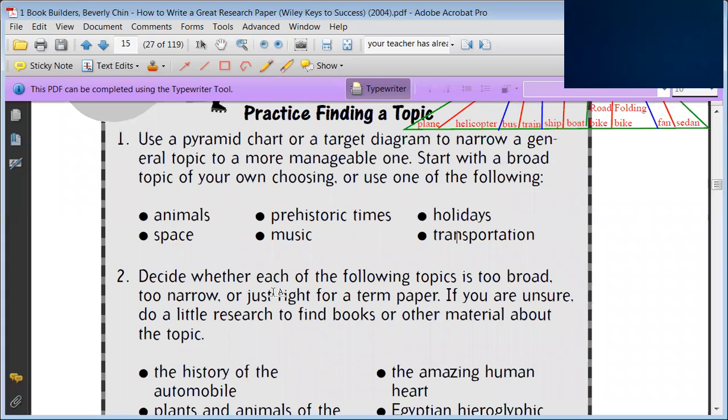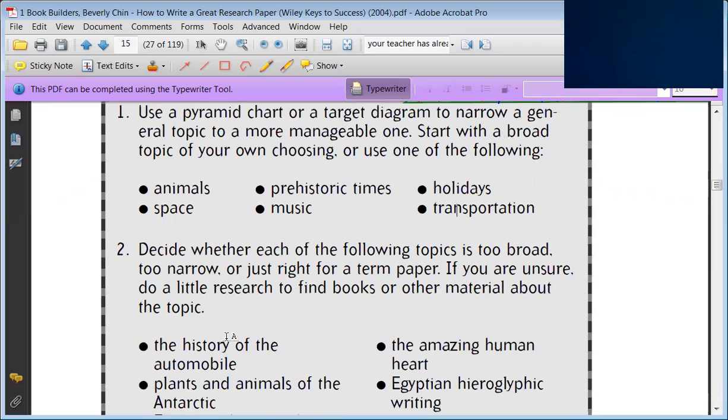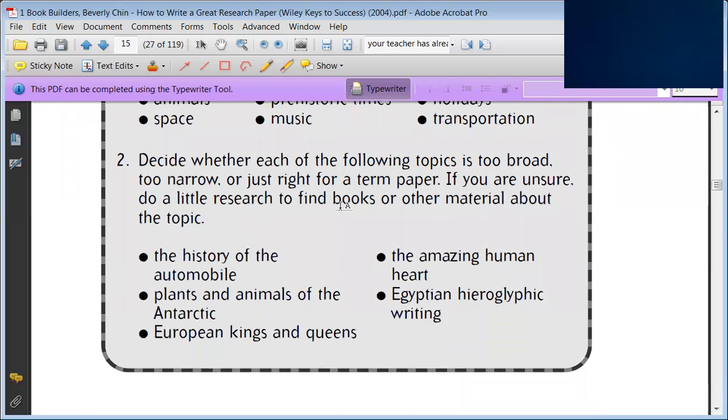Number 2, decide whether each of the following topics is too broad, too narrow, or just right for a term paper. If you are unsure, do a little search to find books or other material about the topic. I am given a group of topics and asked to decide whether each of these ones is too general or too broad, too narrow, or the right one.